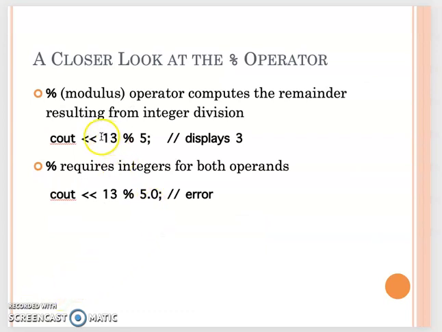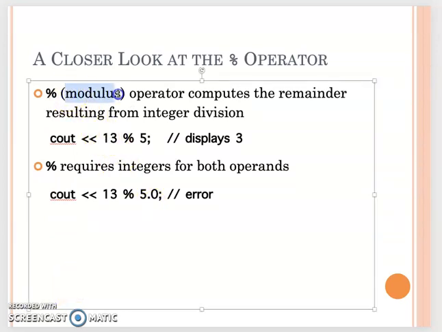Okay, so the same thing for the modulus. Modulus is always only for integer division. So that's why 13 modulus 5 displays 3. If you try to use a decimal number with it, it's actually an error. So that's why it's an error.